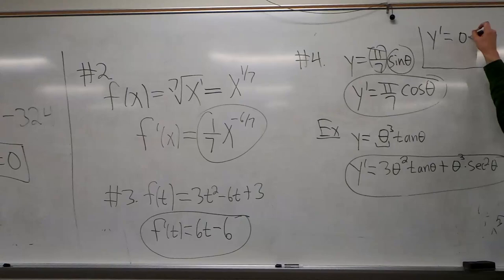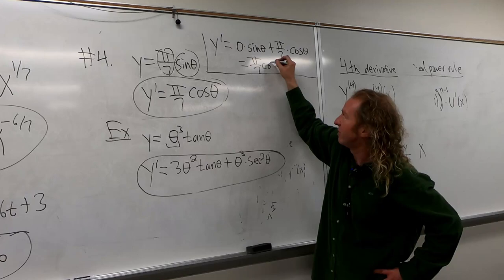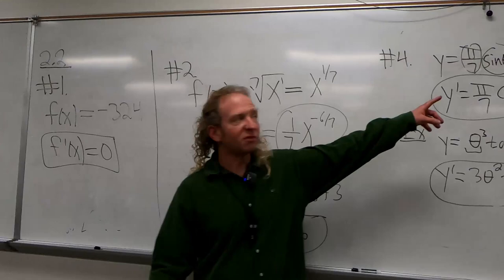Derivative of the first times the second plus the first times the derivative of the second. So you get exactly the same thing, because the derivative of a number is 0. So if you were to use the product rule here, you would just waste your time.